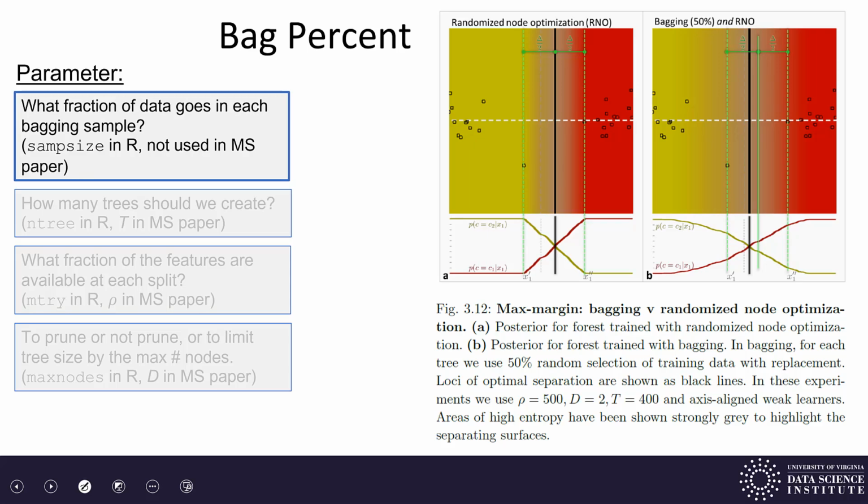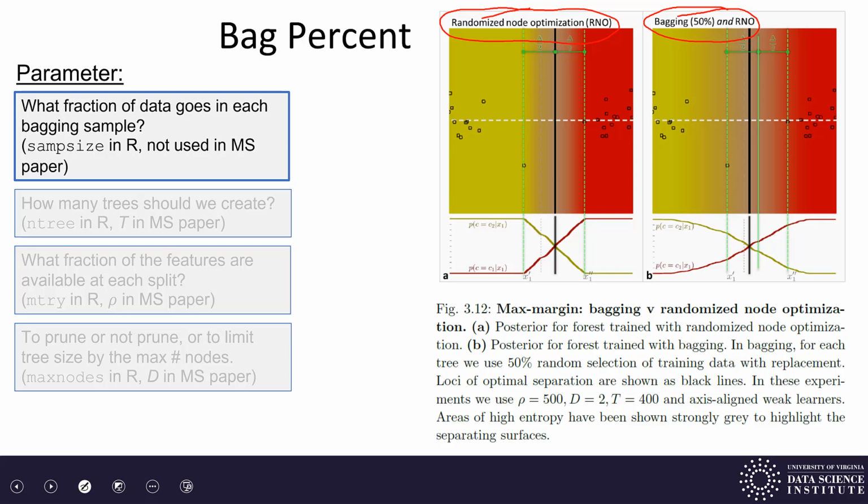And so this first parameter is the sample size in R. And here's a plot from the random forest paper. The plot on the left-hand side, they've built their random forest using just randomized node optimization. So that's selecting a random subset of features at each node. On the right-hand side, they've done bagging with 50% of the random data for each tree and random node optimization. And so what you see in this picture, so let's review what these plots are showing us.